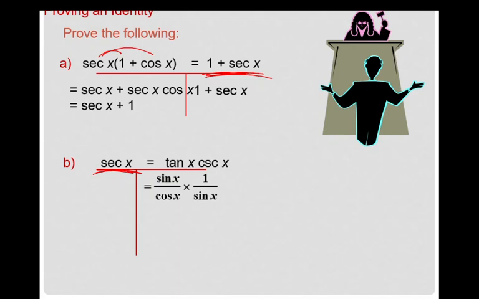So tangent is sine over cosine. Cosecant is 1 over sine, which means that sine divides out with sine, which leaves me with 1 over cosine, and 1 over cosine is secant, which means left side equals right side.